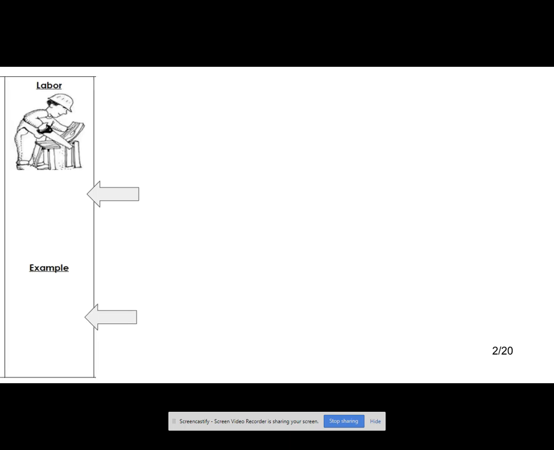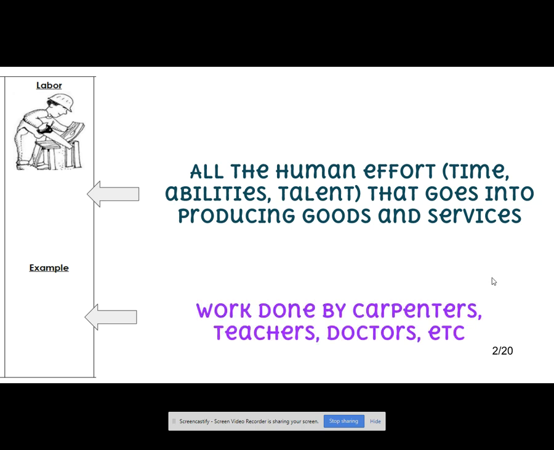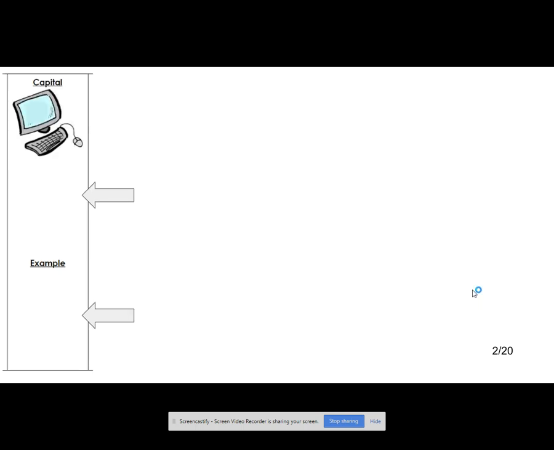Next up is labor. That's all the human effort, which is time, ability, talent that goes into producing goods and services. So the fact that somebody knows how to put together a house, or knows how to do the plumbing, or knows how to put lesson plans together. So again, this is work done by carpenters, teachers, doctors, accountants, lawyers, fast food workers, masons. Anything that is a person doing work is labor. Again, pause if you need to.